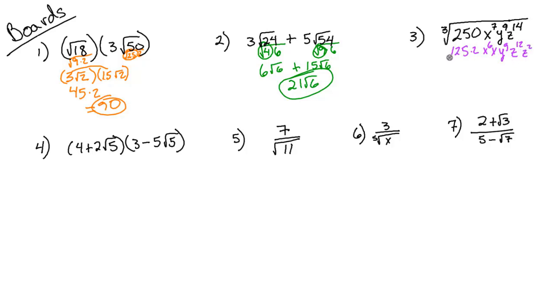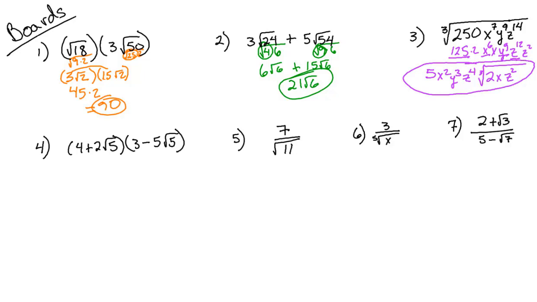So this guy comes out as a 5. That one comes out as an x squared. That will come out as a y cubed. And this one will come out as a z to the 4th. And what is left in the cube root? The 2, the x, and the z squared. Whew, that looks horrible. Nice job.